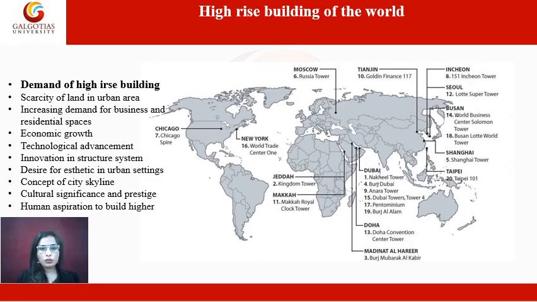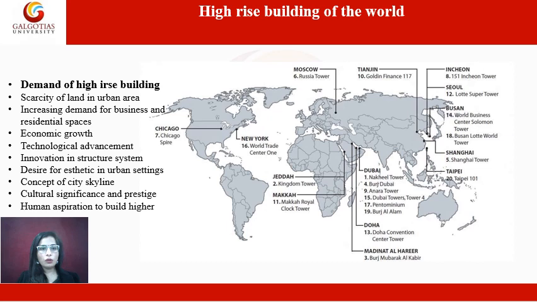So here you can see the high-rise buildings of the world. This is the world map, and here you can see the denotation of high-rise buildings according to the countries. Here you can see New York World Trade Center 1, Chicago Spire, and Macau Royal Clock Tower. So here you can see different countries with famous high-rise building towers.